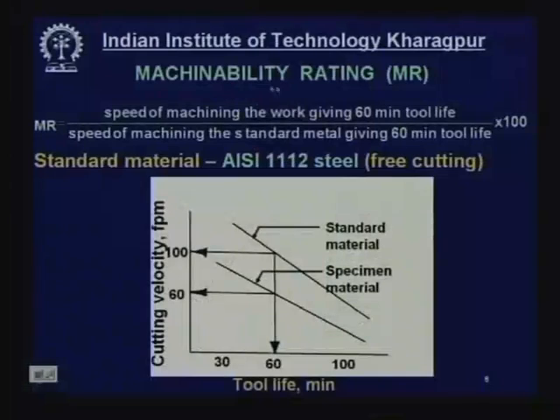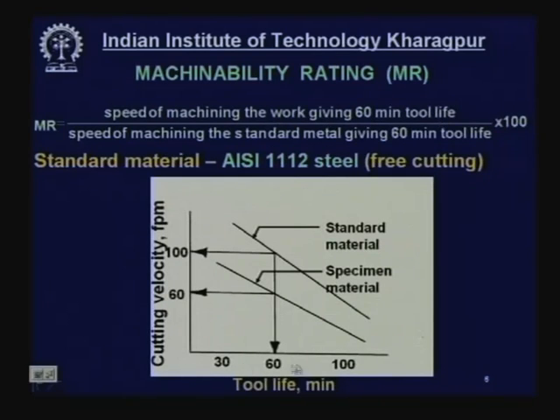However, machinability rating has been introduced to quantify the quality of a work material, or the behavior of a work material in respect of machining. What is it? Machinability rating. This machinability rating is a quantitative term. It is a ratio of the speed of machining a test piece, any arbitrary work material, giving 60-minute tool life. Now, what is it?